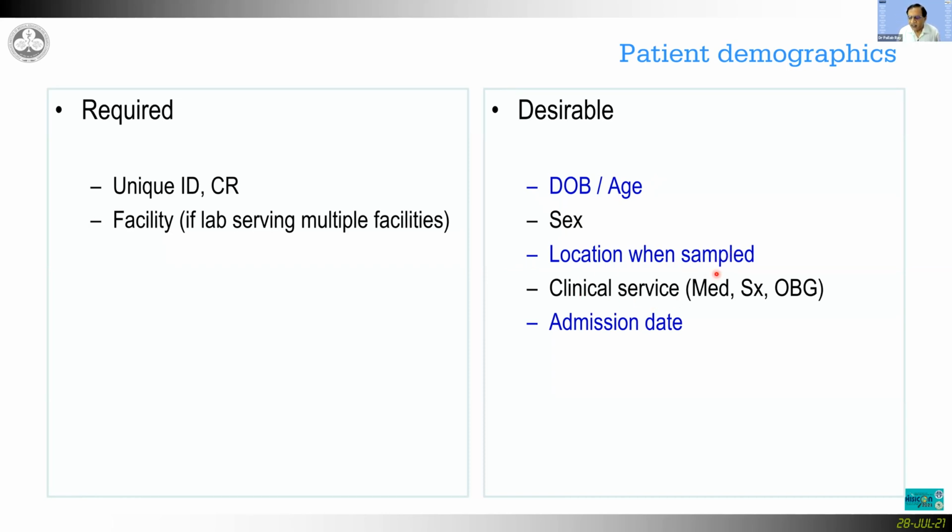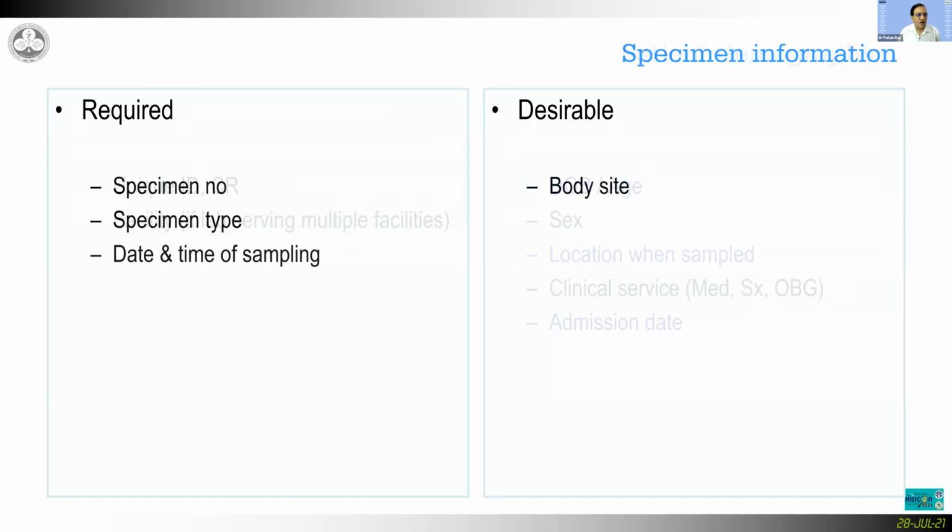The clinical service, which is medicine, surgical, gynecological, and admission date. If we have admission date, then it always helps us to decide whether it's a hospital acquired or a community acquired infection. Then the specimen information. It's required to have a specimen number, the specimen type, and the date and time of sampling.